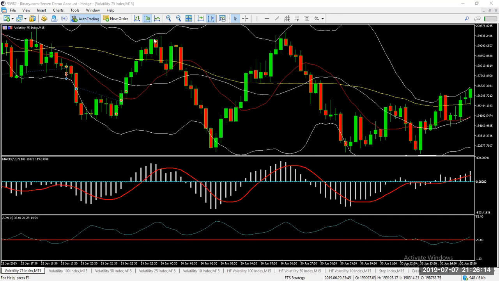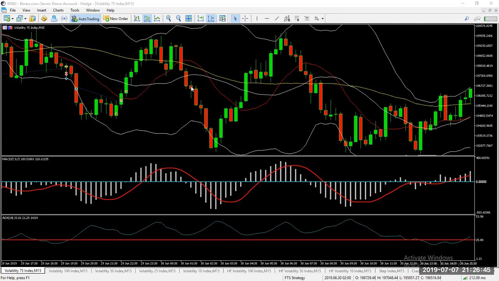Now, at the same time, the market started going downward again, and it broke the middle Bollinger band again from up. It broke it downward, and immediately it closed here. We could see that this MACD changed its movement downward. And at the same time, the ADX is still above the 25 line.